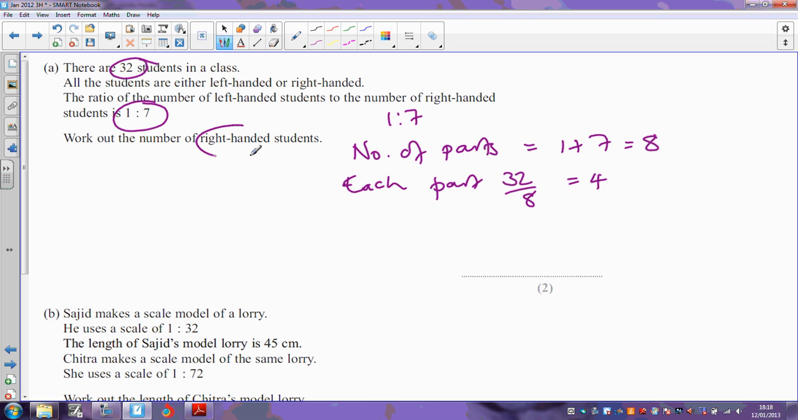Now we're asked for the number of right-handed students, which corresponds to the 7. The number of right-handed students then is going to be 7 times 4, which is 28. So there are 28 right-handed students.